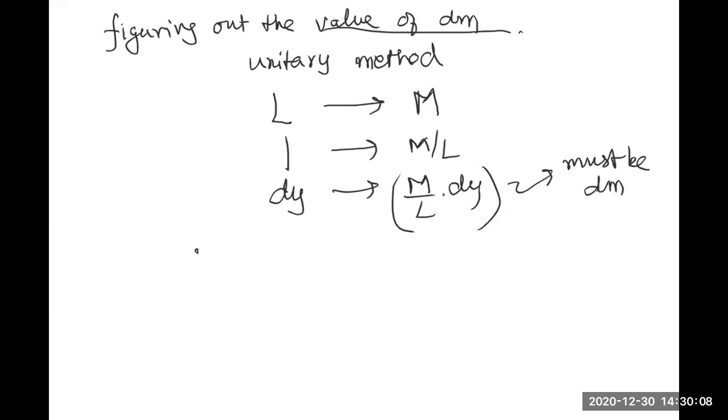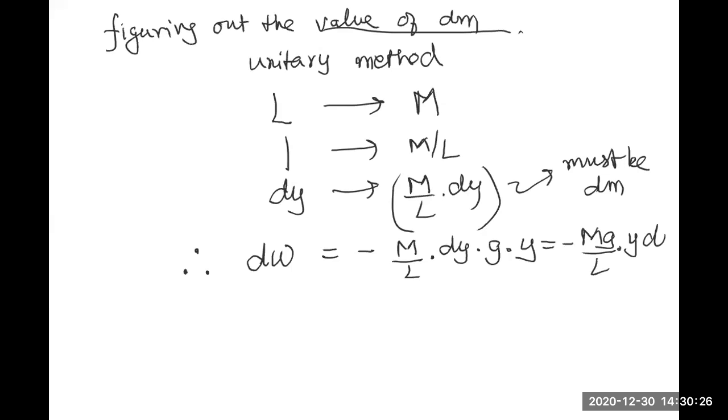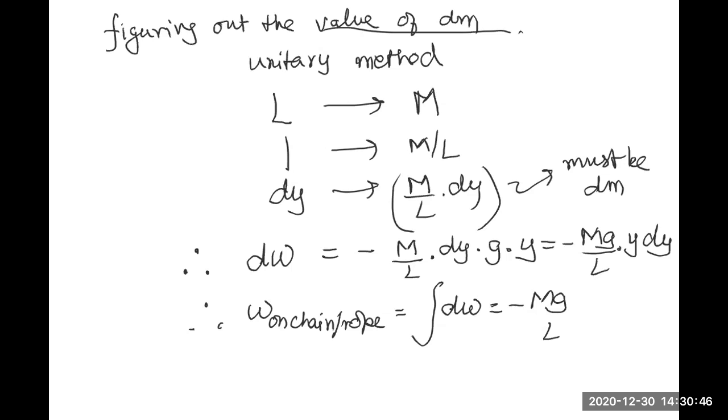Therefore, dw is equal to minus m by l, these are numbers, constants, dy into g into y, which I can write as minus mg by l into y dy. Therefore, work done on the chain or the rope will be equal to the sum of work done on all the elements, which will be equal to minus mg by l, it is a constant, it comes outside the integration, integration of y dy.